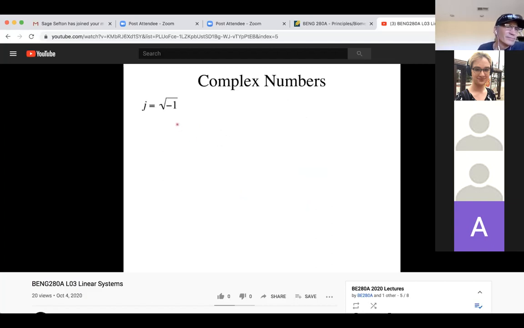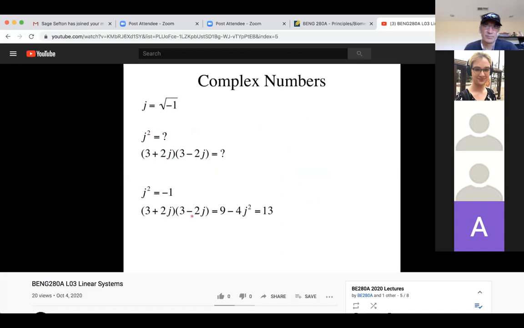This is the definition of i or j. In electrical engineering, j is used a lot, so we'll probably use j in this course. I think we use j pretty well all the way through for the complex numbers. And j squared is -1. Here are two complex numbers multiplied together, and this is how you do the multiplication as you would normally. You get a real number, in this case, of 13. These two numbers, because they're complex conjugates, when you multiply them together, there is no imaginary component left. It's on the real axis, and it's 13.